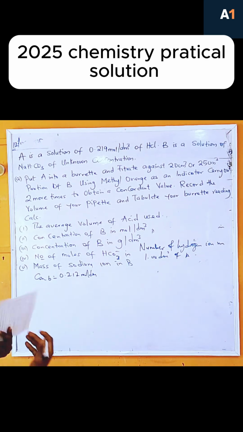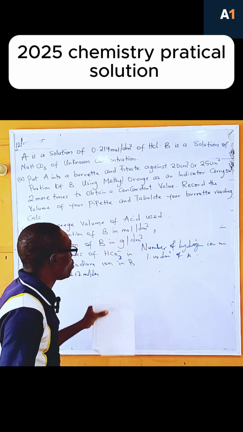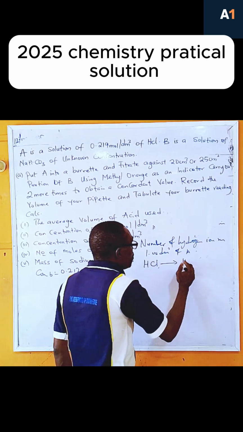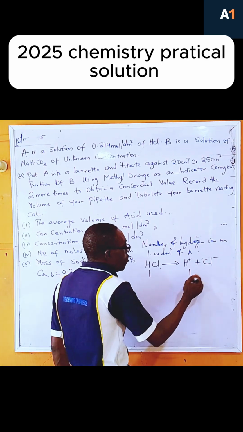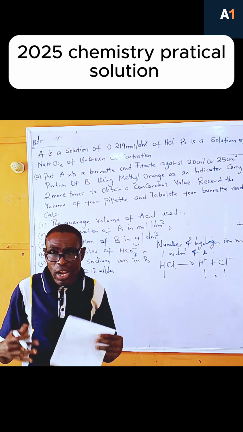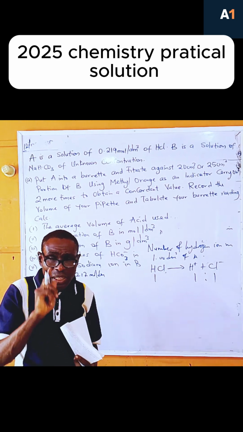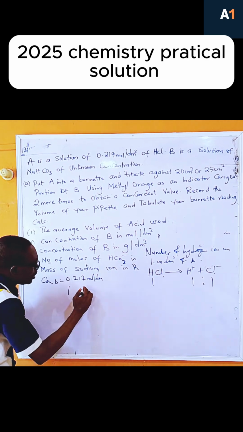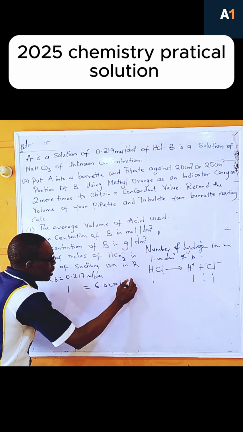Now if you look at this, how will you solve this particular question? We are talking about hydrogen, so we dissociate hydrochloric acid, HCl, into hydrogen ion plus chloride ion. So we have 1 mole here, then 1 mole and 1 mole here. Now, you know Avogadro's law, that one mole of particles is 6.02 times 10 raised to the power 23. That is for one mole.